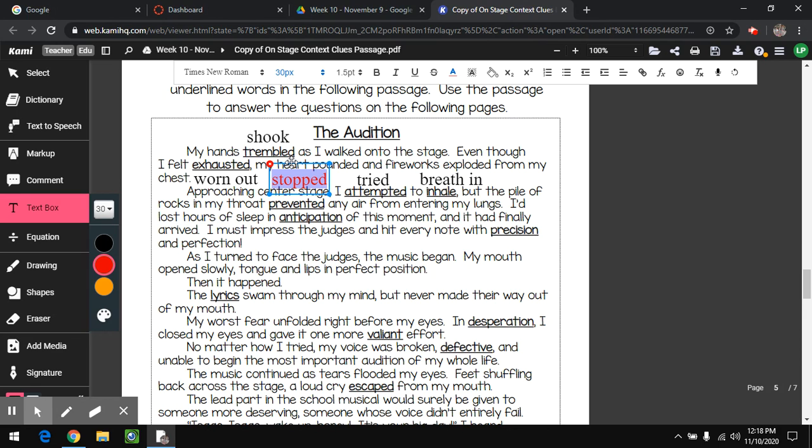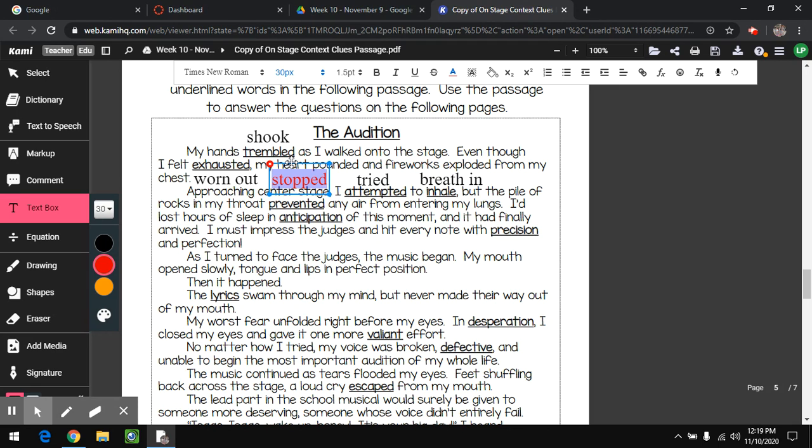So prevented means stopped. The next sentence says, I'd lost hours of sleep in anticipation of this moment, and it had finally arrived. I must impress the judges and hit every note with precision and perfection. So let's go back to anticipation. I would say that a lot of you may not know what the word anticipation means. We have to use context clues to figure it out.